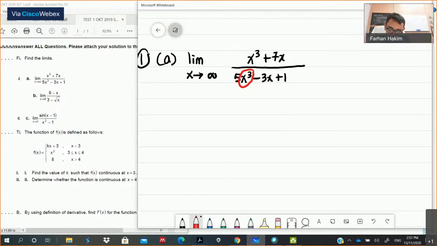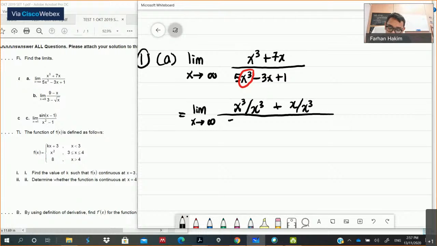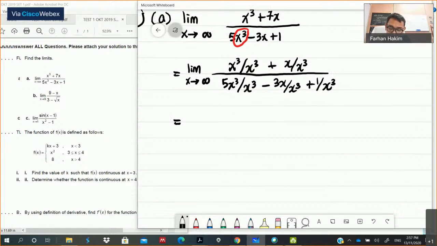So we have something like, all right, limit as x approaching positive infinity, x to the power of 3 divided by x to the power of 3 plus x divided by x to the power of 3. So this divided by 5x to the power of 3 over x to the power of 3 minus 3x over x to the power of 3 plus 1 over x to the power of 3. And then we have to simplify it. All right, so we'll have limit as x approaching infinity of x to the power of 3 with x free, we'll get 1, 1 plus 1 over x squared. And then we'll have 5 minus 3 over x squared plus 1 over x to the power of 3.